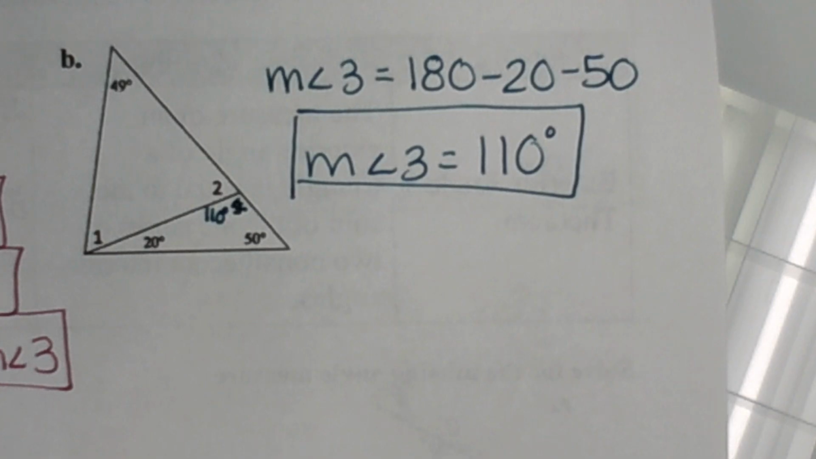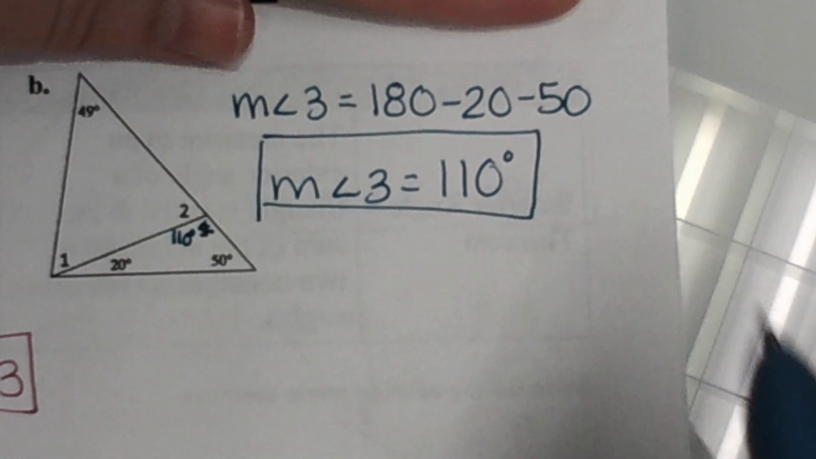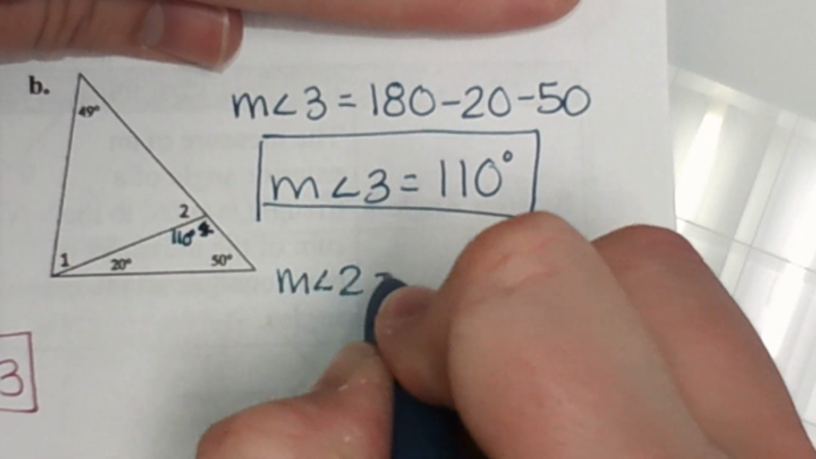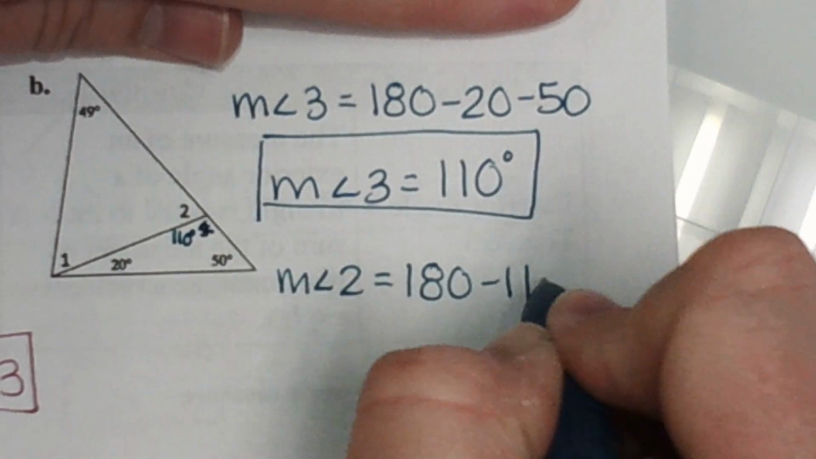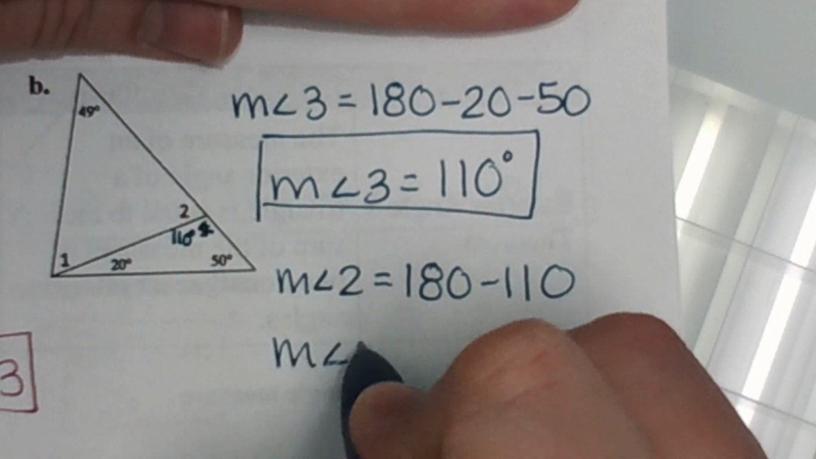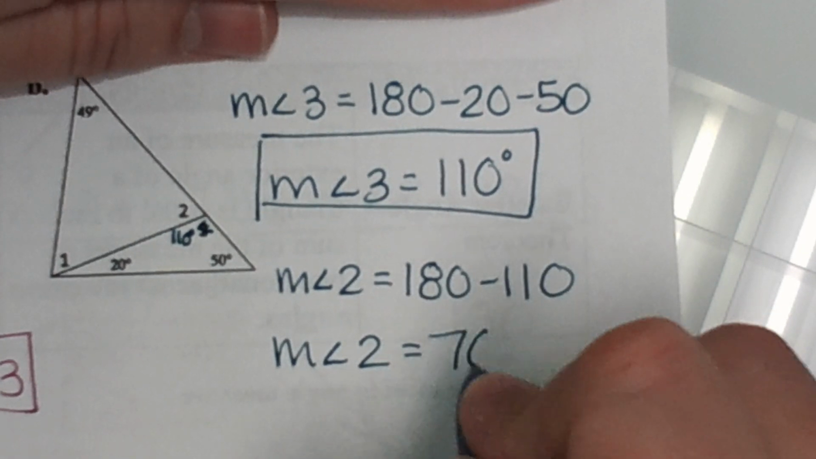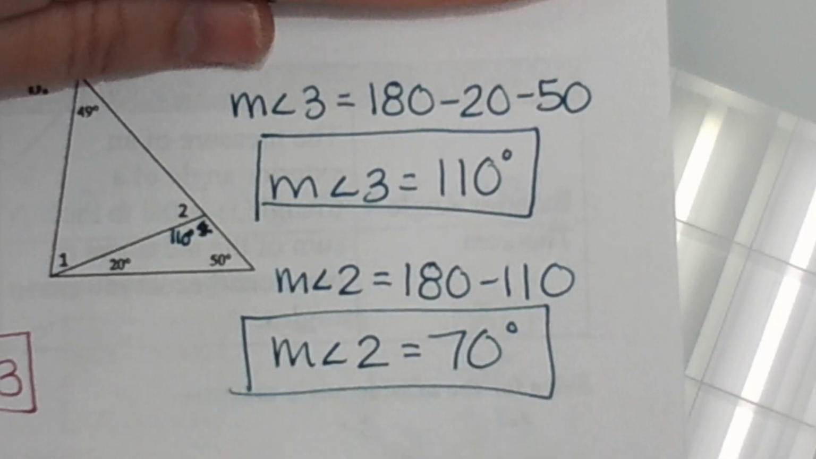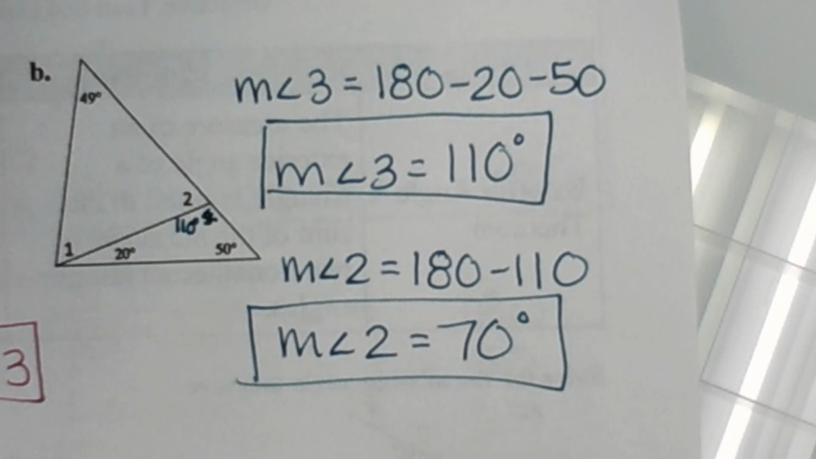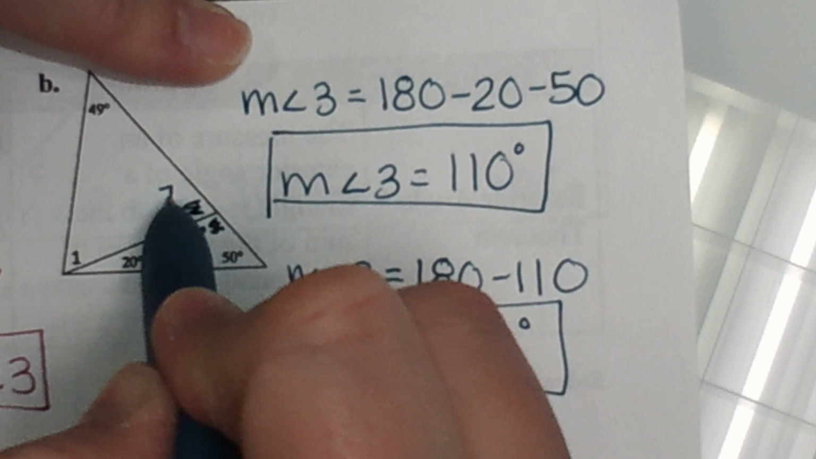Angle 2, on the other hand, I see a straight line separated by this angle. 2 angles that together make a straight line or a straight angle add up to 180. They're a linear pair. So the measure of angle 2 will be whatever 180 minus the 110 is. 180 minus 110? 70. So that's now a 70-degree angle.